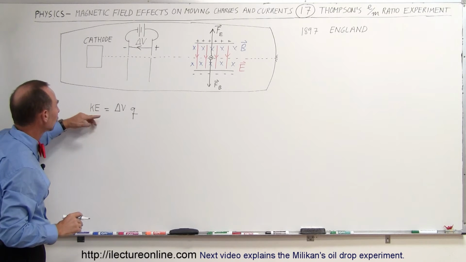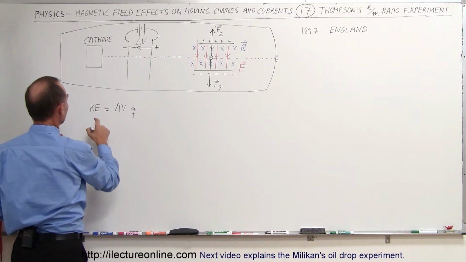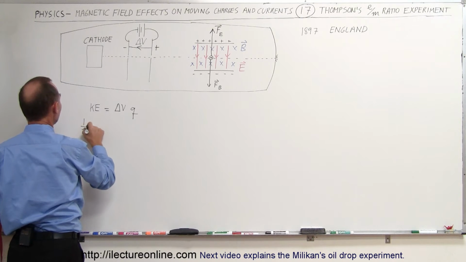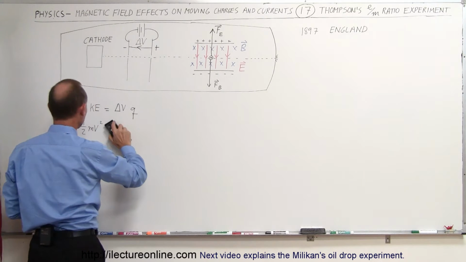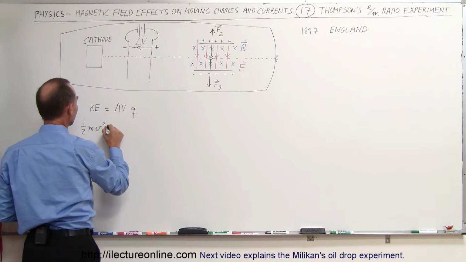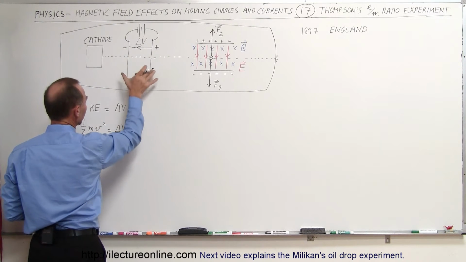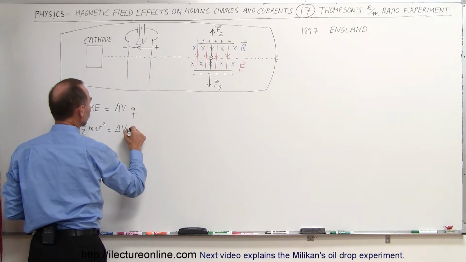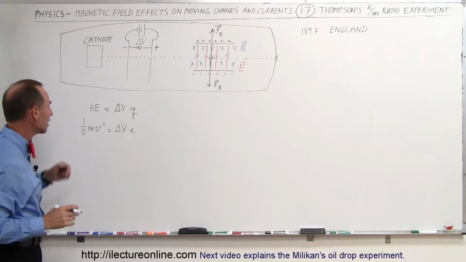We know that the kinetic energy is always equal to potential difference times the charge. And so from that, we can say that the kinetic energy would be 1/2 mv squared. I shouldn't use a big V, I should use a small v to differentiate from the voltage. So 1/2 mv squared is equal to the potential difference across these plates, times the charge on each electron. Let's just call it e, because the charge on each electron is e.